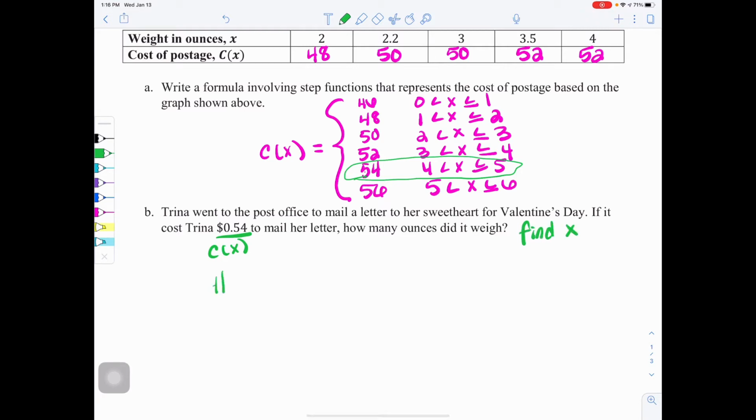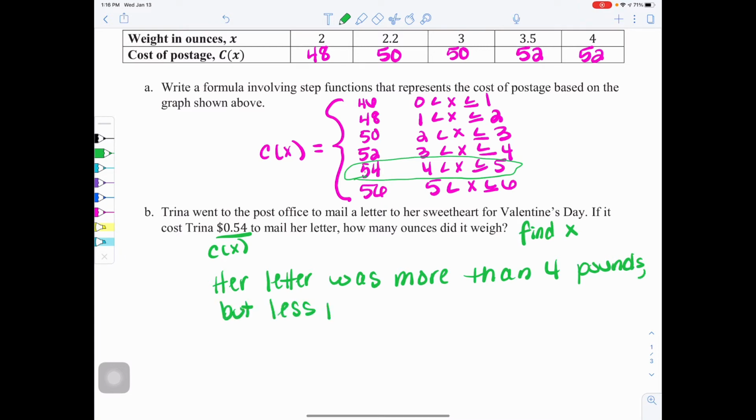So now we know her letter was more than 4 pounds. And notice I said more, not including, because it was an open circle, so just less than, no equal to. But it has to be less than or equal to 5 pounds.